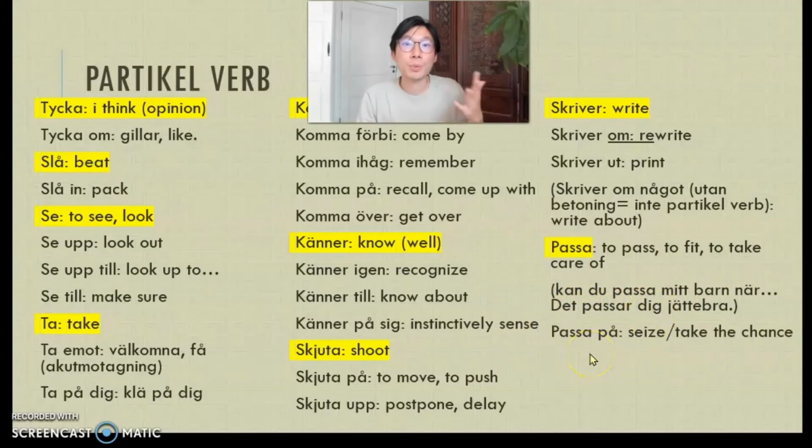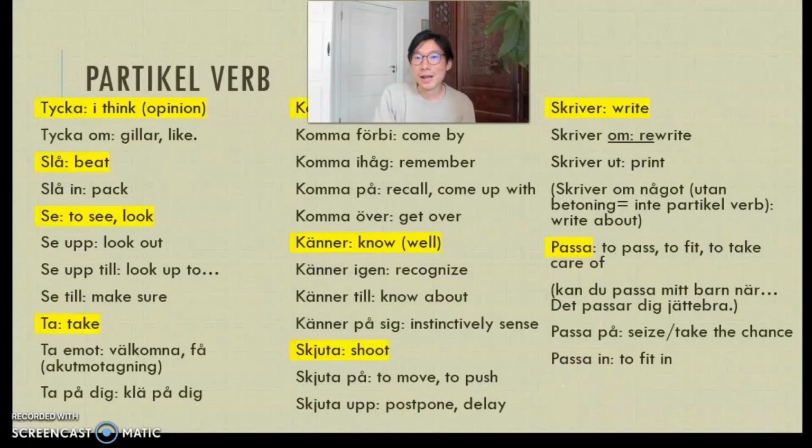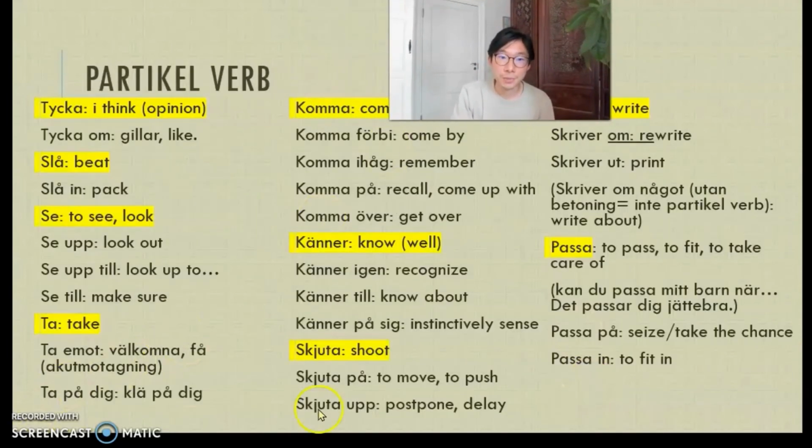Men vi har passa på. Passa på betyder to take the chance. Till exempel, du kan säga till din kompis, passa på och köp, det är jättebra pris nu. Take the chance and buy it. It's a good price now. Nästa har vi passa in. To fit in. Jag känner att jag inte passade in. I feel that I didn't fit in. Till exempel, passa in.